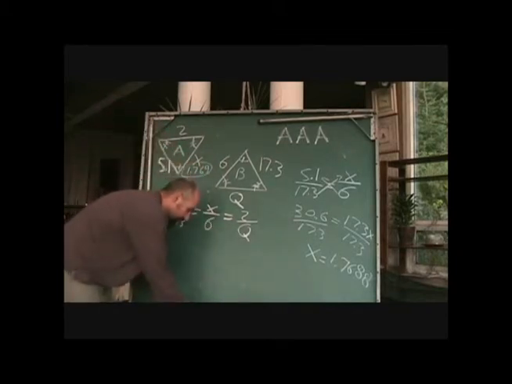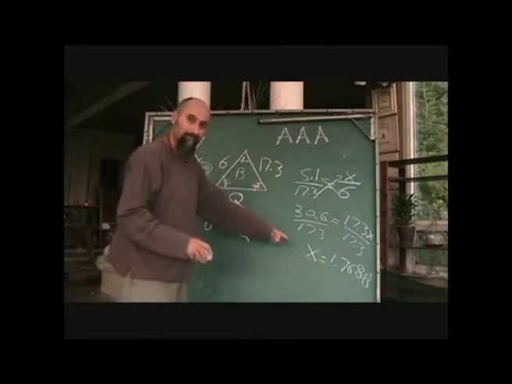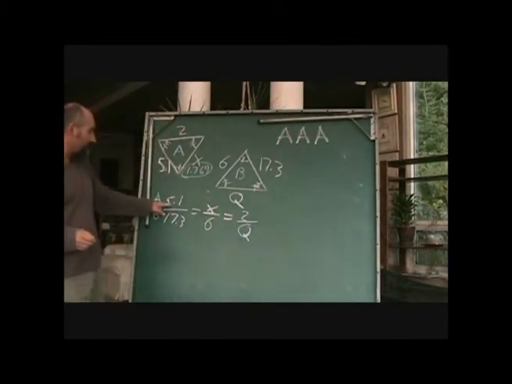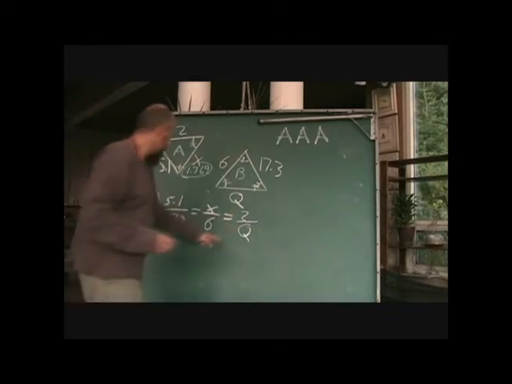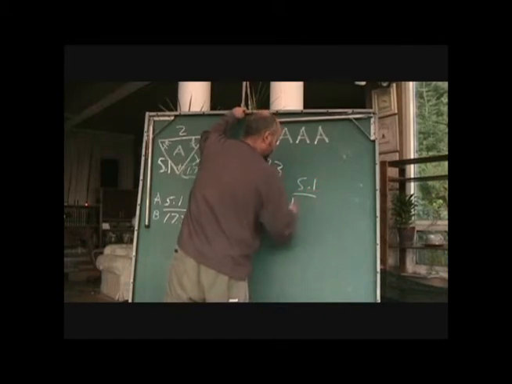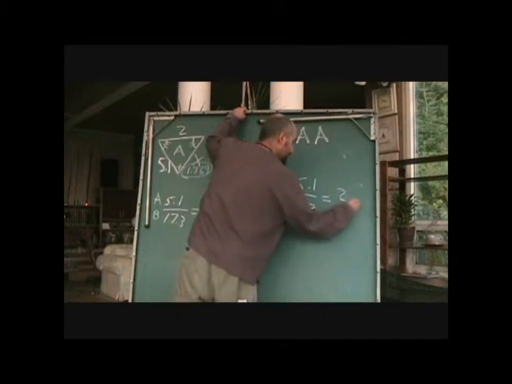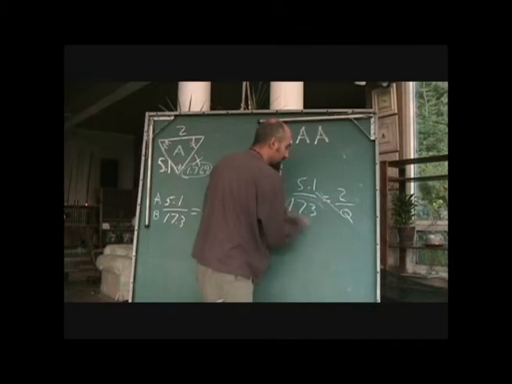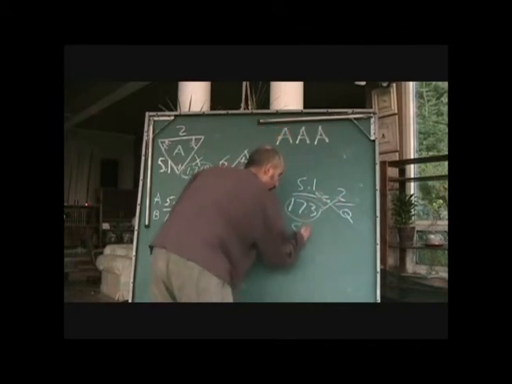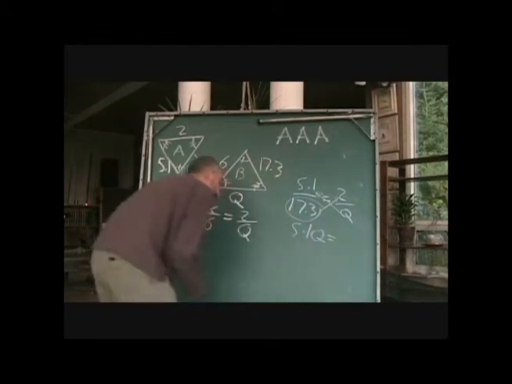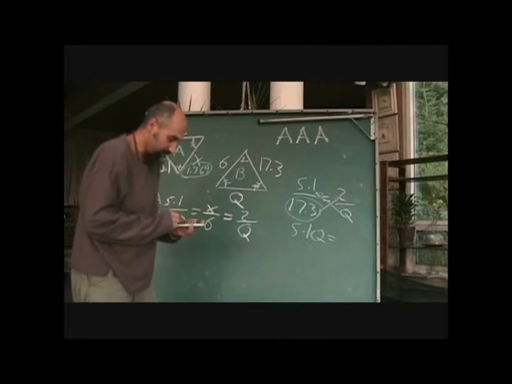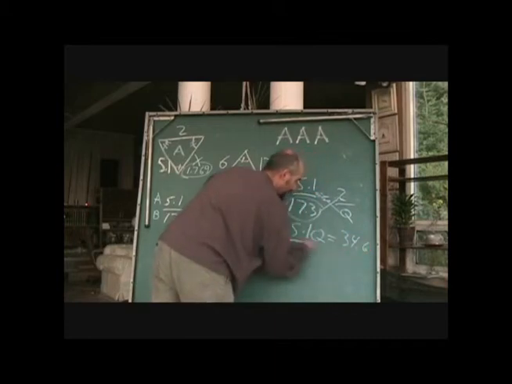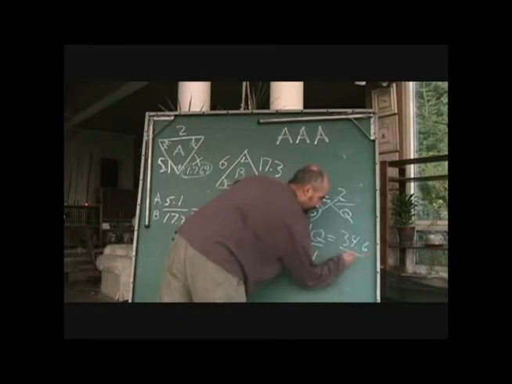To solve for q, I'm going to erase it. If we're going to solve for q, what we're going to do is take 5.1 over 17.3 equals 2 over q. Again, what we're going to do is cross multiply. So q comes up and multiplies this. This guy comes up and multiplies that. So that's going to be 5.1 q is equal to 17.3 times 2, which is 34.6, divided by 5.1.